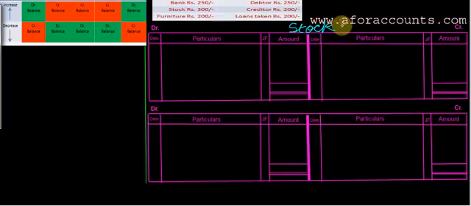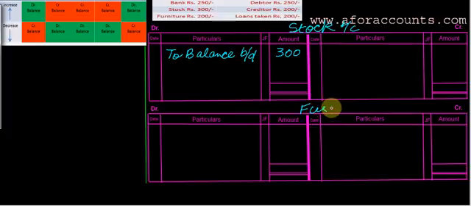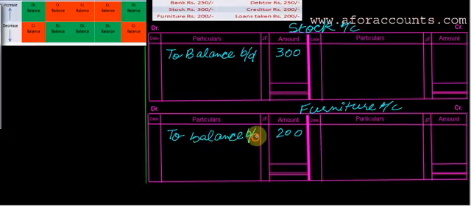as it is our asset. Stock account, to balance, brought down, 300. Next, furniture. Having a debit balance, to balance, brought down, 200.